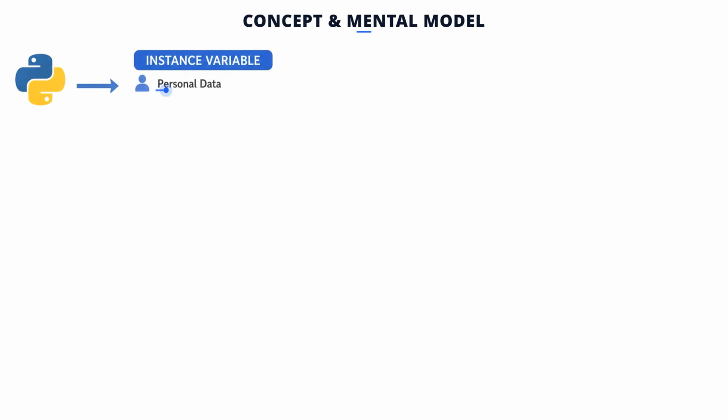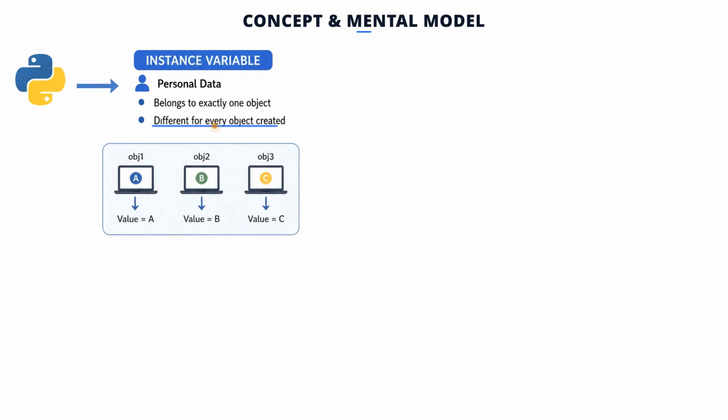Think of this as personal data. It belongs to exactly one object and it's different for every object created. You can see in this diagram that we have three distinct objects and each one holds its own unique value like A, B, and C.